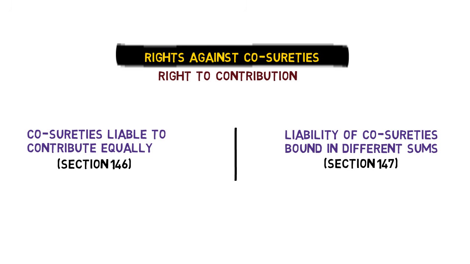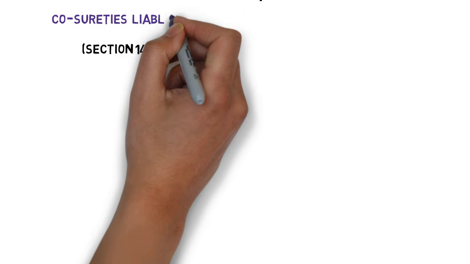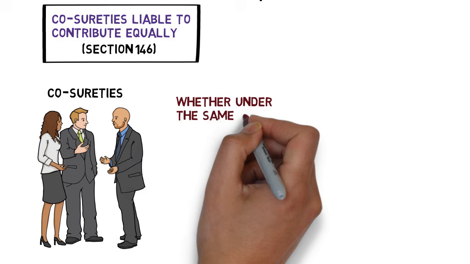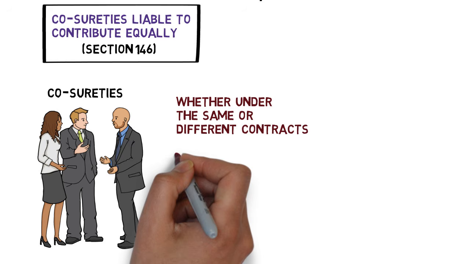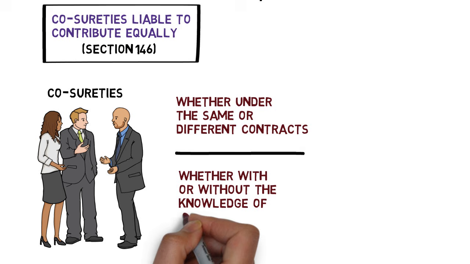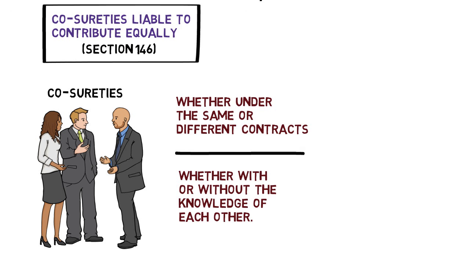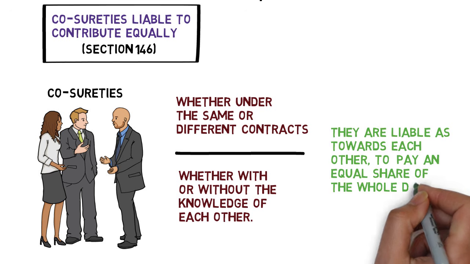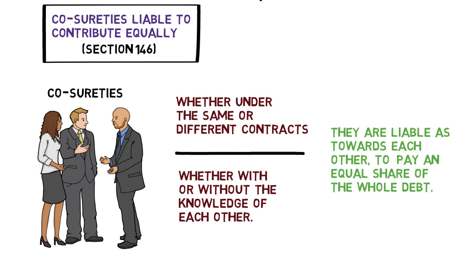Now let's see section 146, when co-sureties are liable to contribute equally. When two or more persons are co-sureties for the same debt, whether under the same contract or different contracts, and whether with or without the knowledge of each other, they are liable towards each other to pay an equal share of the whole debt.